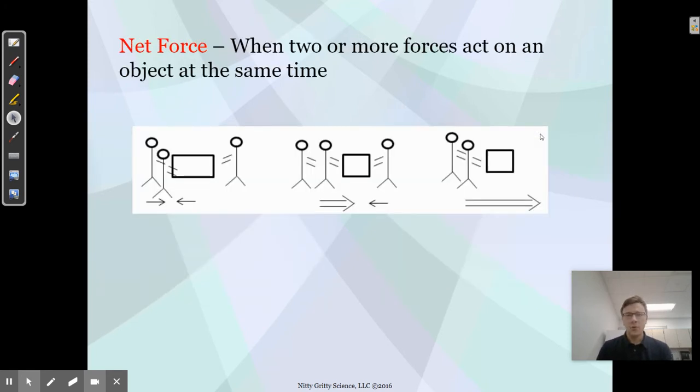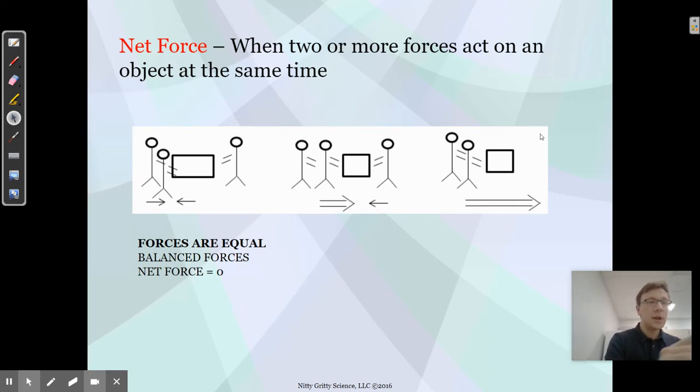Now, net force is when you have more force acting in one direction than another. So if you have no net force, this first situation here, the forces are equal. That means that if somebody was pushing on a box to the left and someone else was pushing on it to the right, the forces that they're pushing with are equal, meaning that the net force is zero.